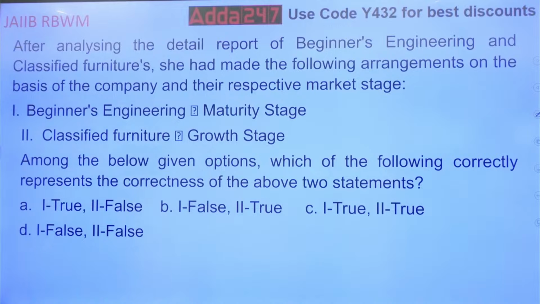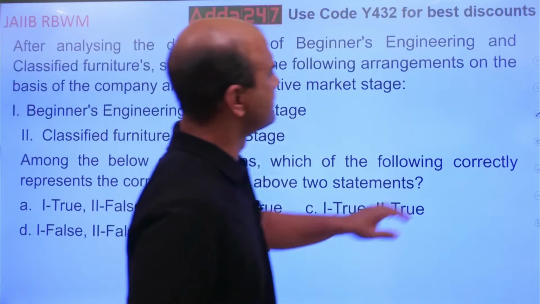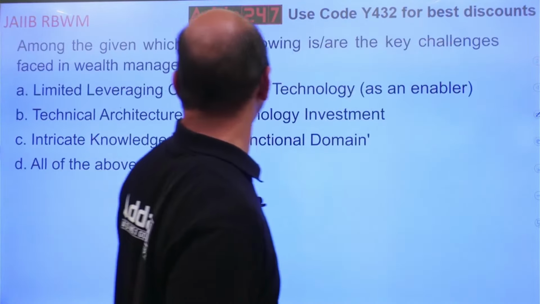Read this. After analyzing the detailed report of Beginners Engineering and Classified Furnitures, she made the following arrangements on the basis of company and their respective market stage. Beginners Engineering is at maturity stage, Classified Furnitures is at a growth stage. Among the below given options, which of the following correctly represent the correctness of the above statements? Let's move on with this. This is related to a case.